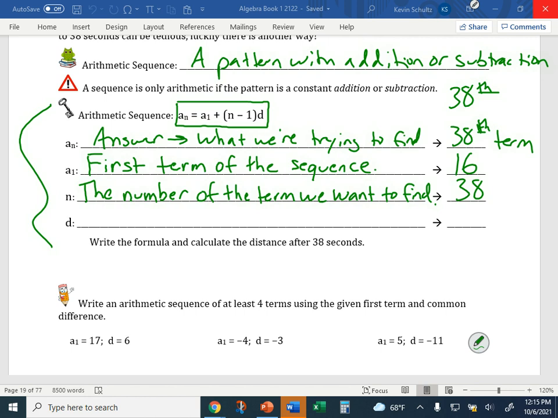Okay. And the d variable represents the common difference, it's called, which is a fancy way to say the pattern.